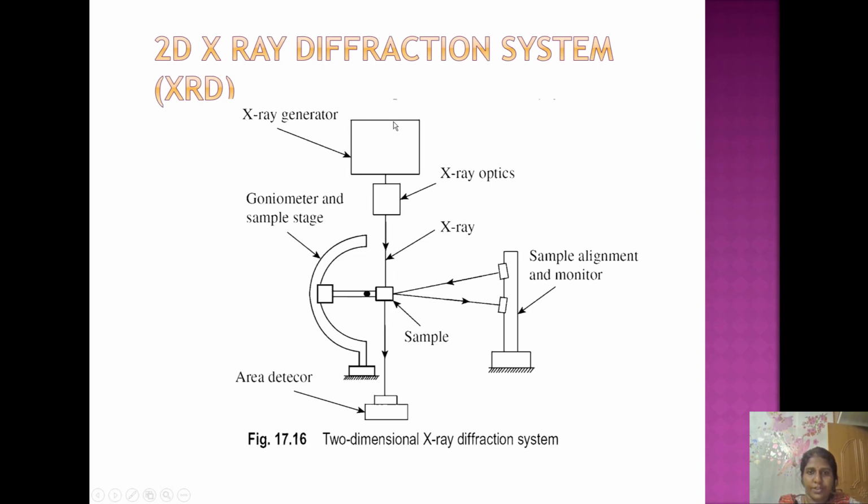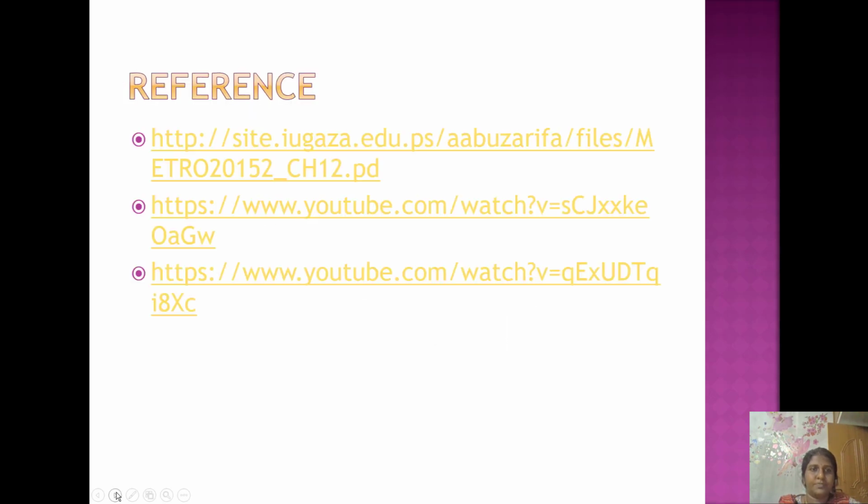Here the X-ray generator feeds the X-ray optics. X-rays come out through the X-ray optics. Here the sample is held by the sample stage, and X-rays are passed through the sample, and here we have a sample alignment monitor. From that we can get the detailed analysis. This is the two-dimensional X-ray diffraction system.